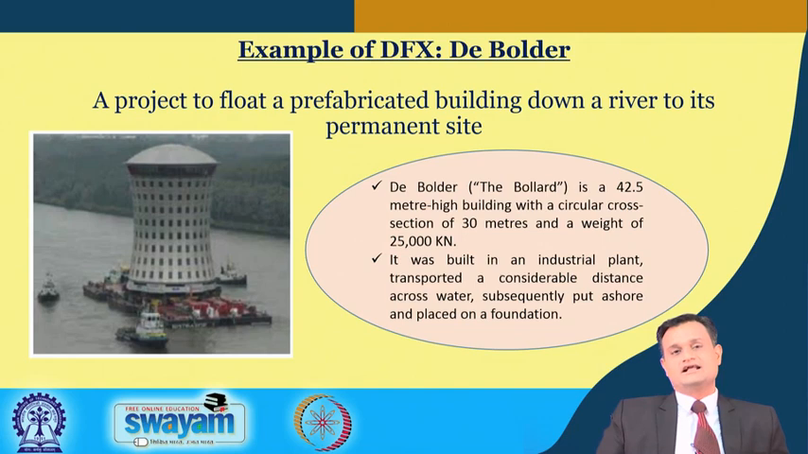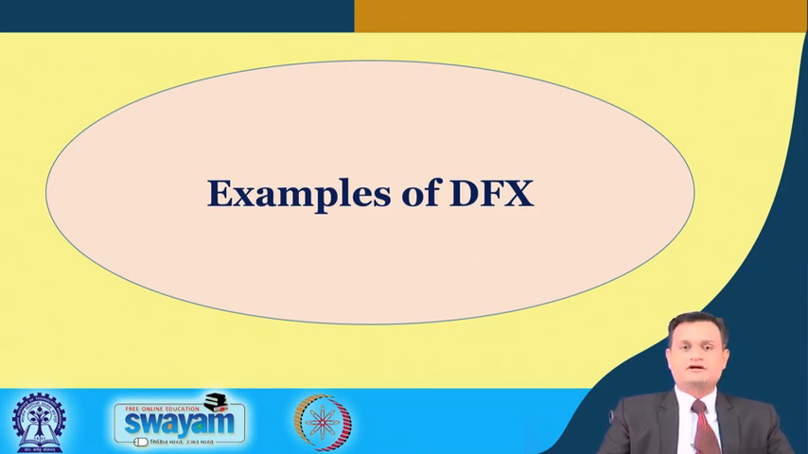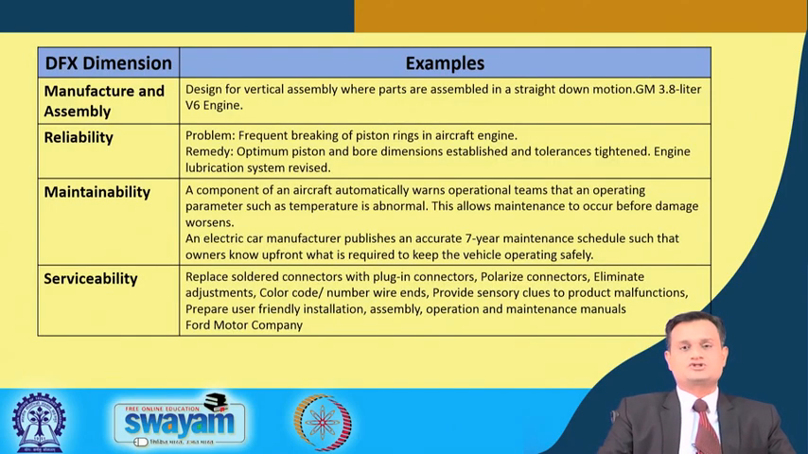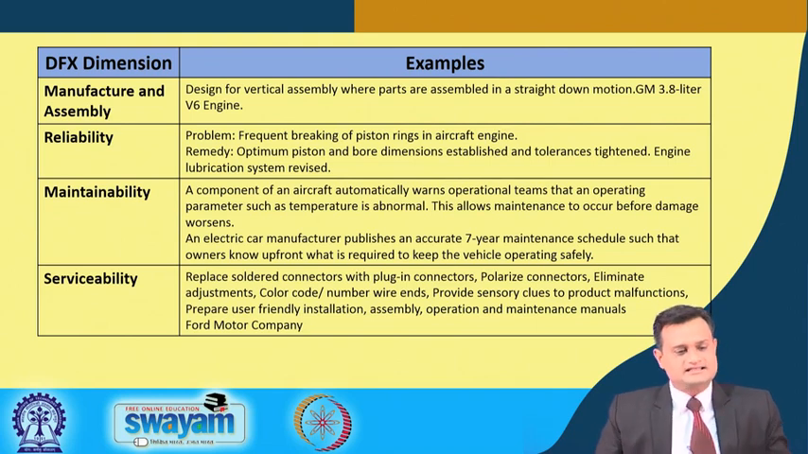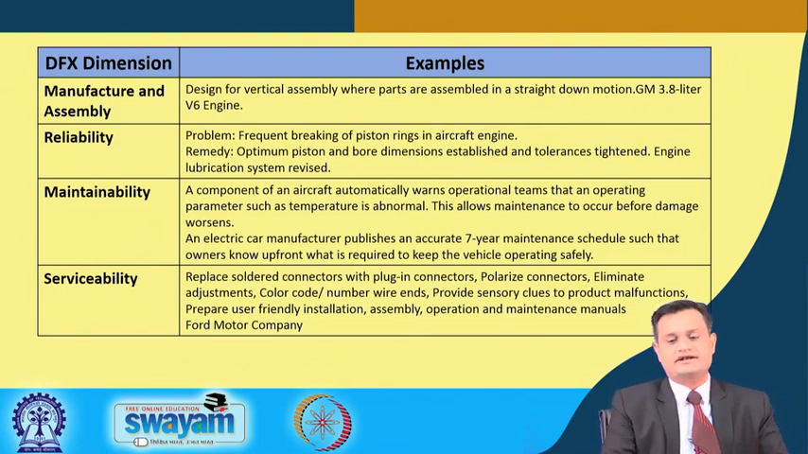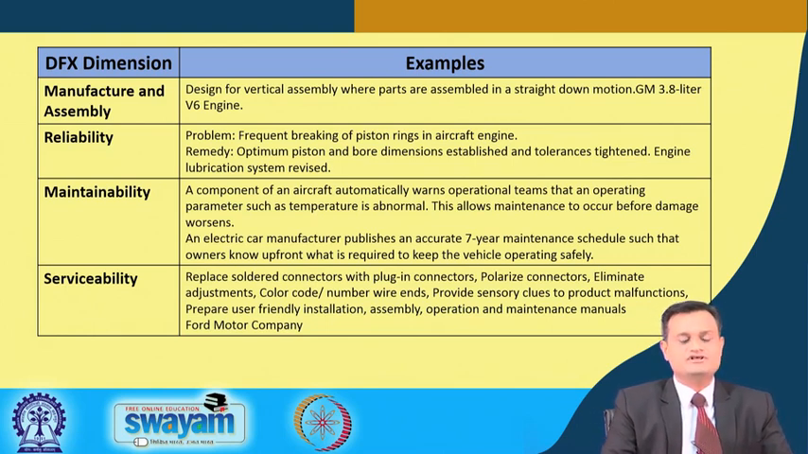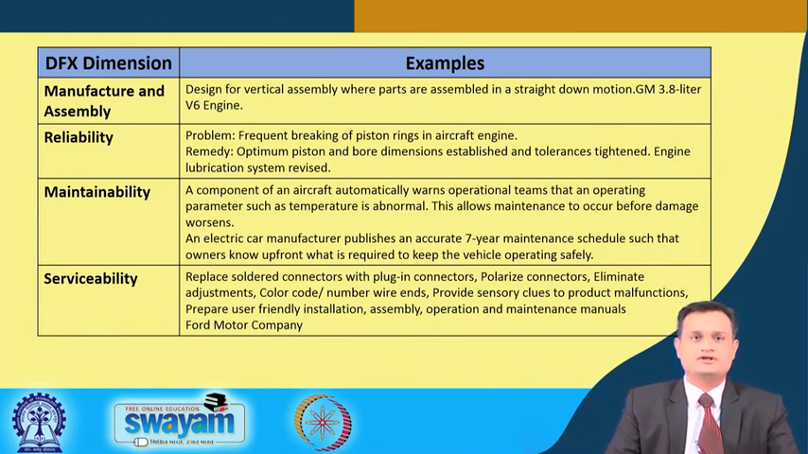So you may just do a little bit of search and think about what factors might have contributed towards the robustness of this prefabricated construction. There are a couple of examples I have summarized just to make you better clear. Let us say manufacturing and assembly: design for vertical assembly, where parts are assembled in a straight down motion. The GM 3.8 liter V6 engine is an example of manufacturing and assembly.